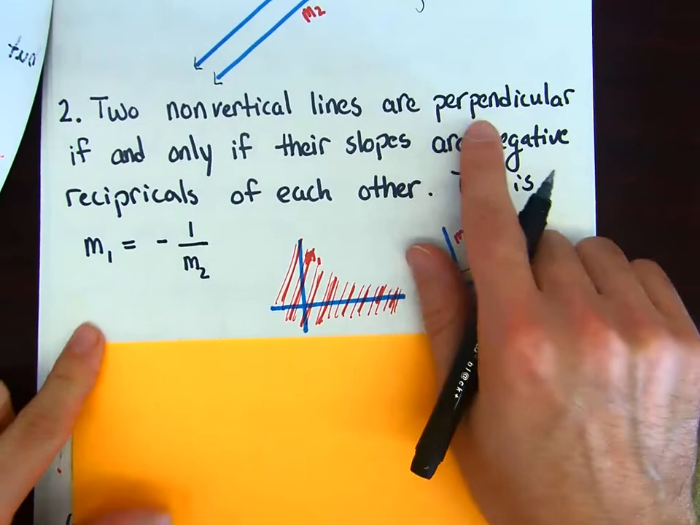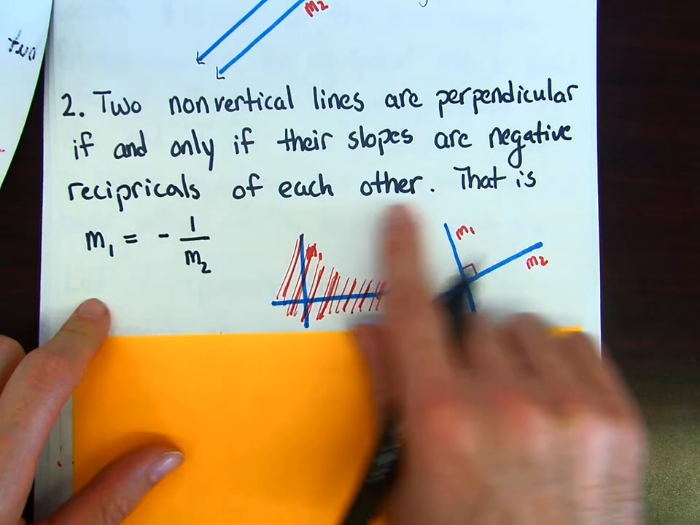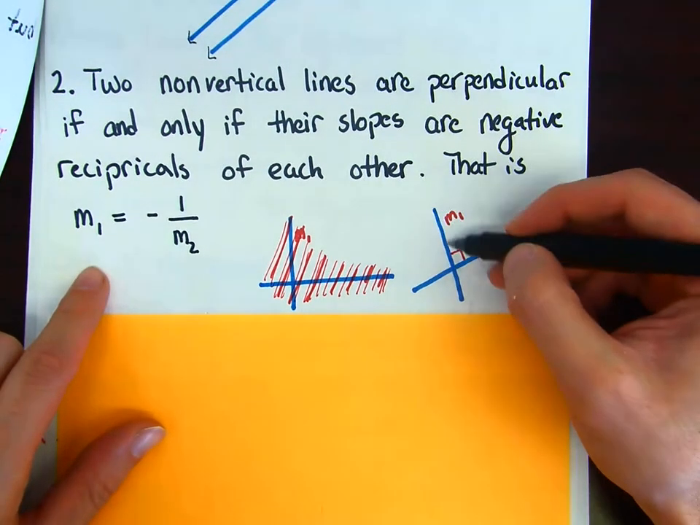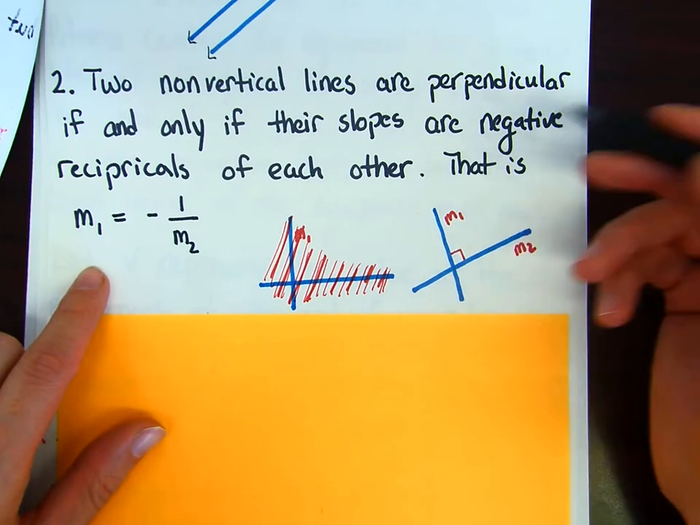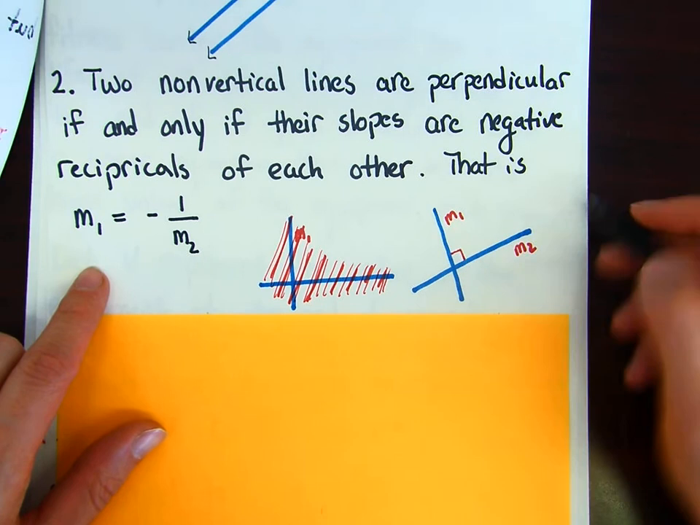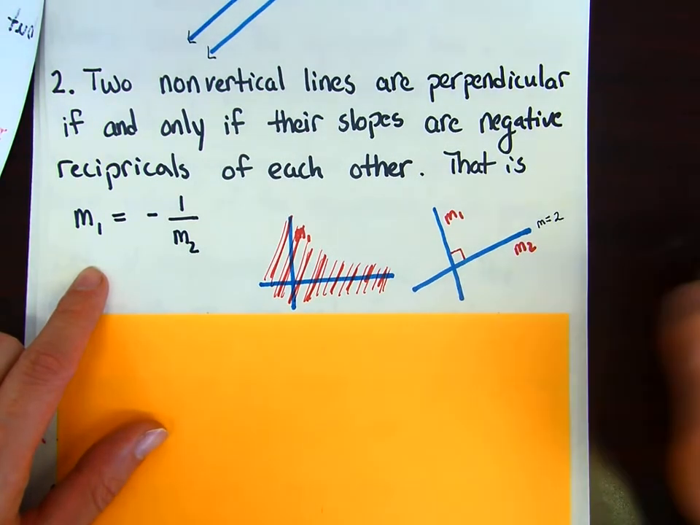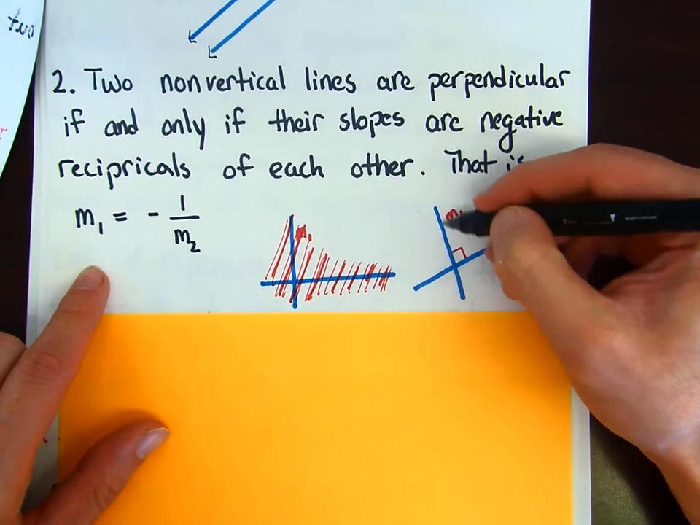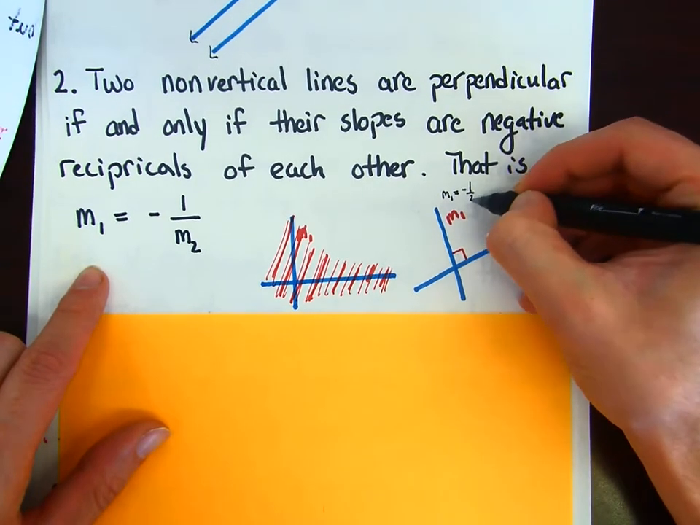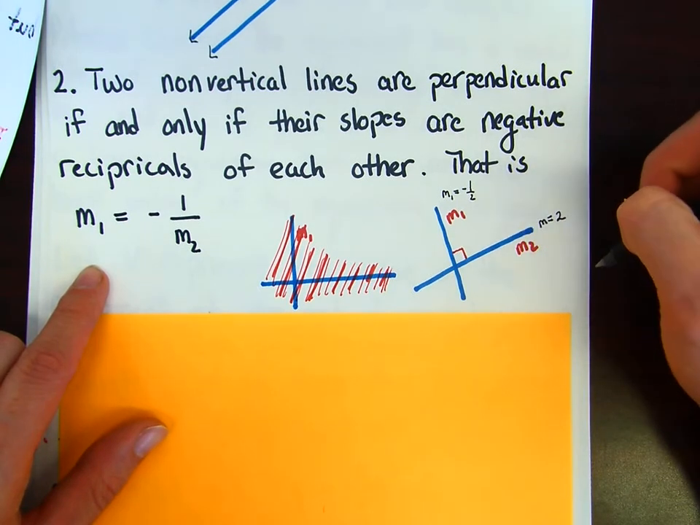For perpendicular lines, what does it mean to be perpendicular? Two non-vertical lines are perpendicular if and only if their slopes are negative reciprocals of each other. So what that basically means is, let's say the slope of this line over here is 2. Notice it's a positive slope. What does the slope of this line have to be? It has to be negative 1/2. Okay? They are negative reciprocals of one another.